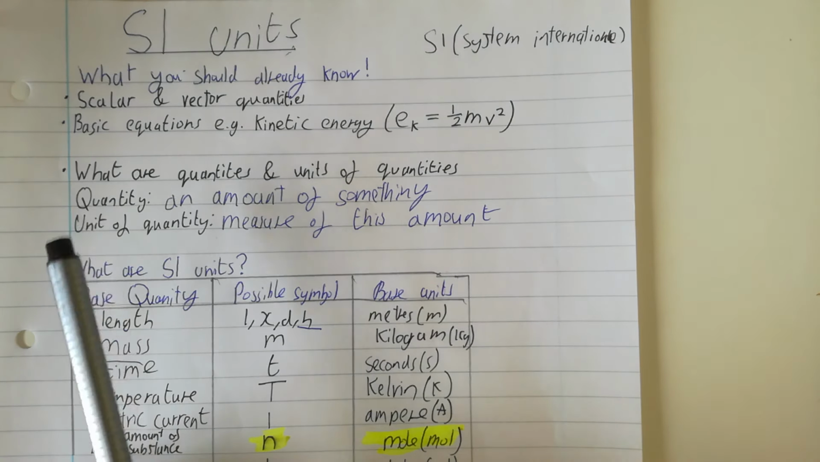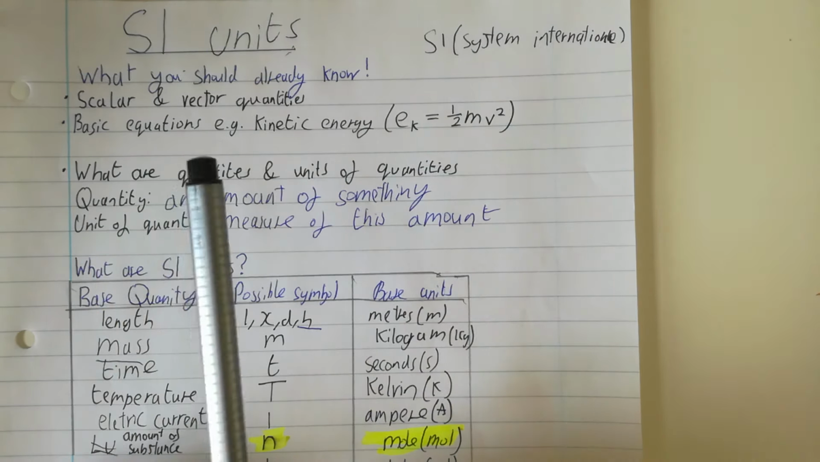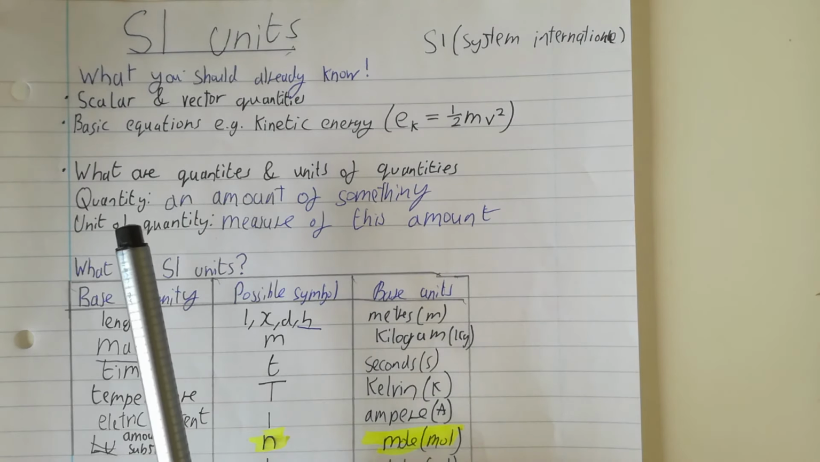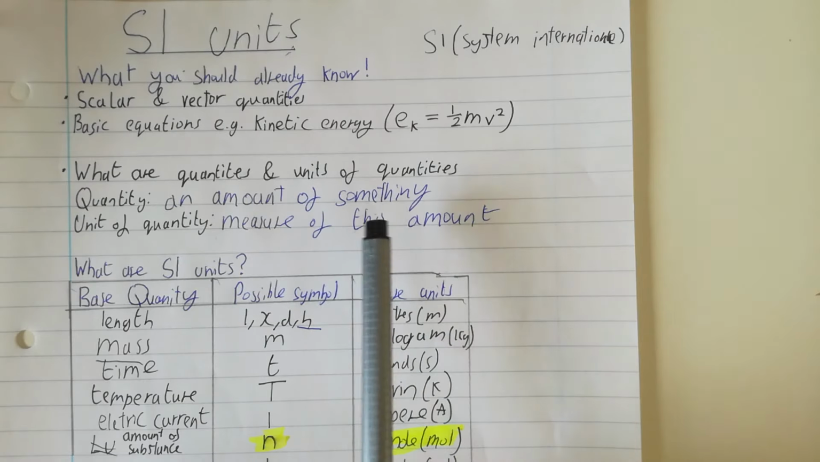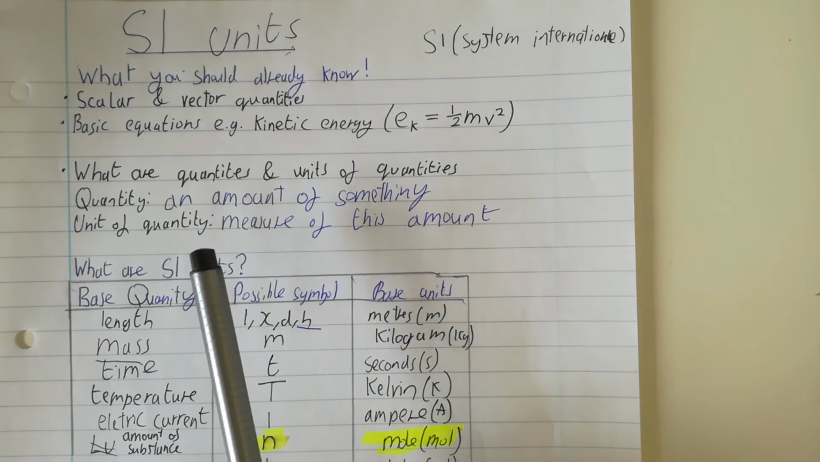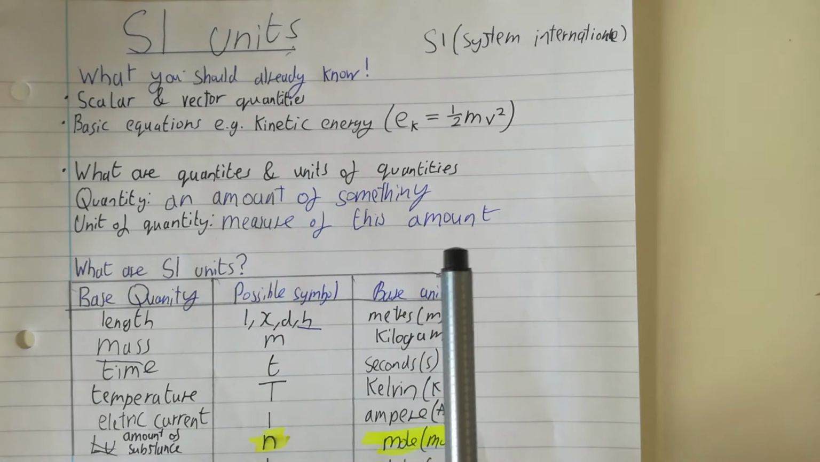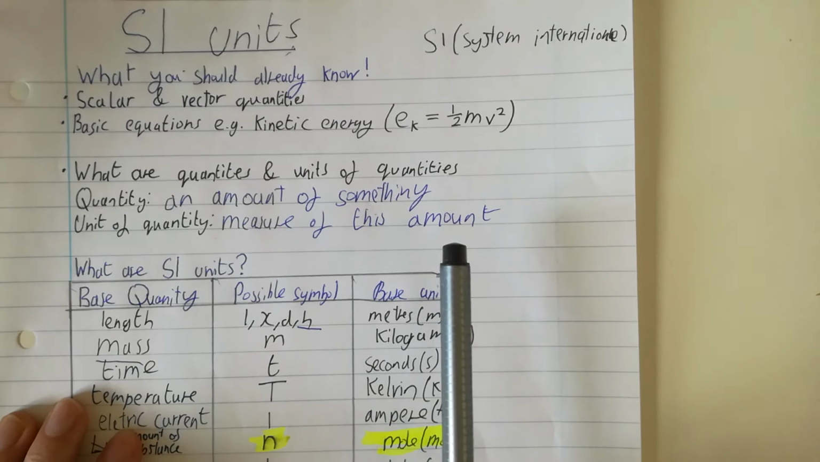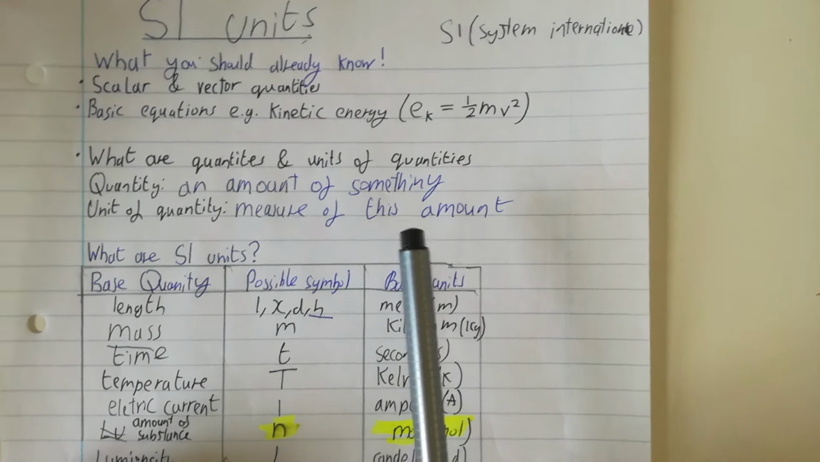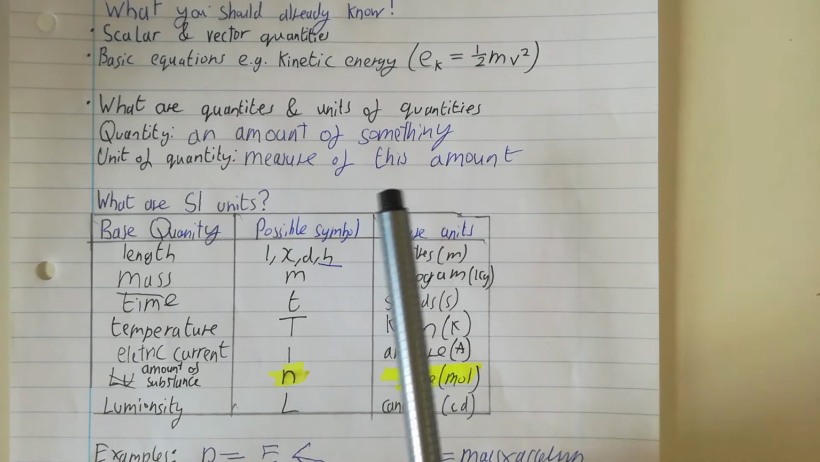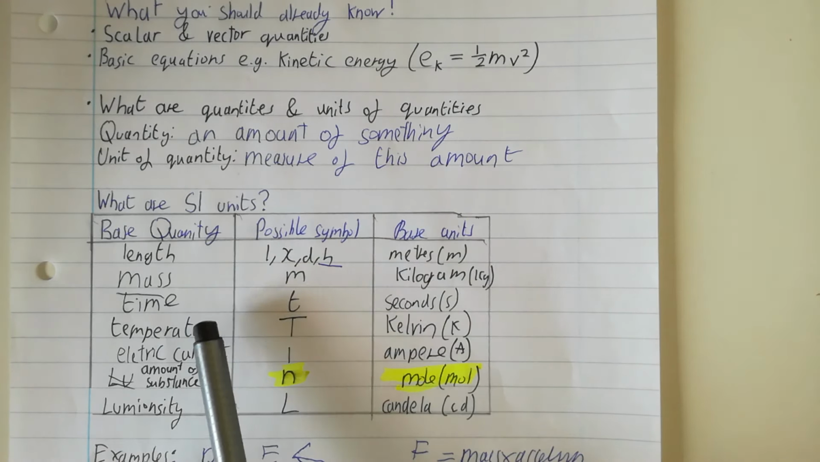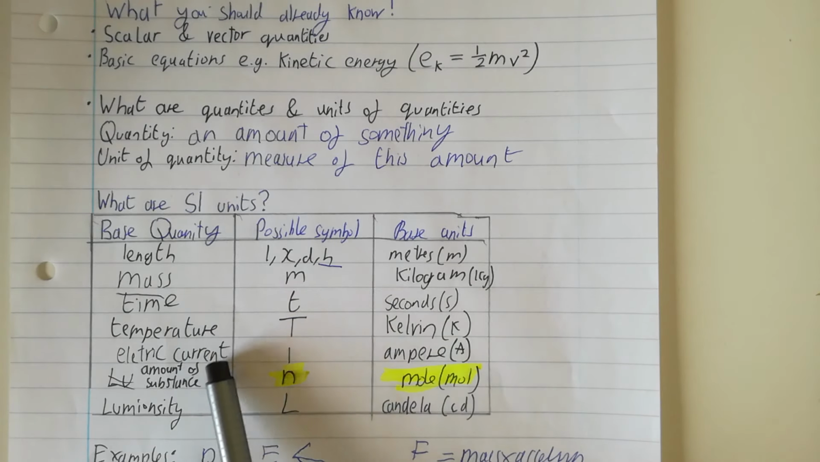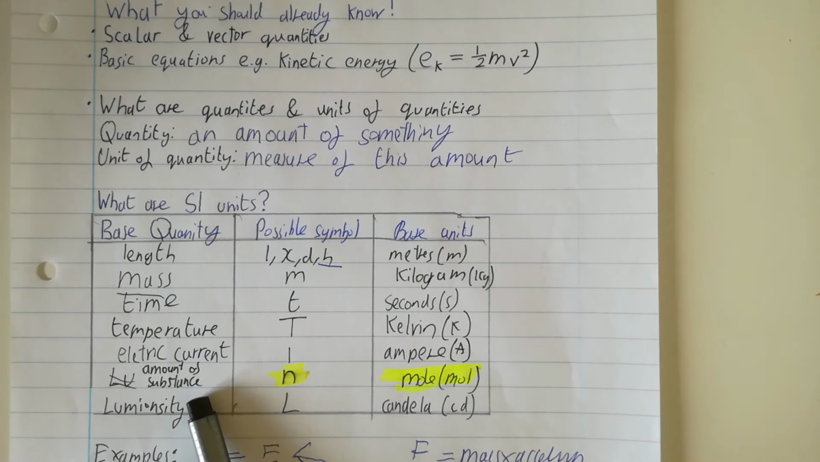So, what are quantities and units of quantities? Well, a quantity is an amount of something, and a unit of quantity is a measure of this amount. So it's how much, and measuring how much. So these are the SI quantities: we have length, mass, time, temperature, amount of substance, luminosity.